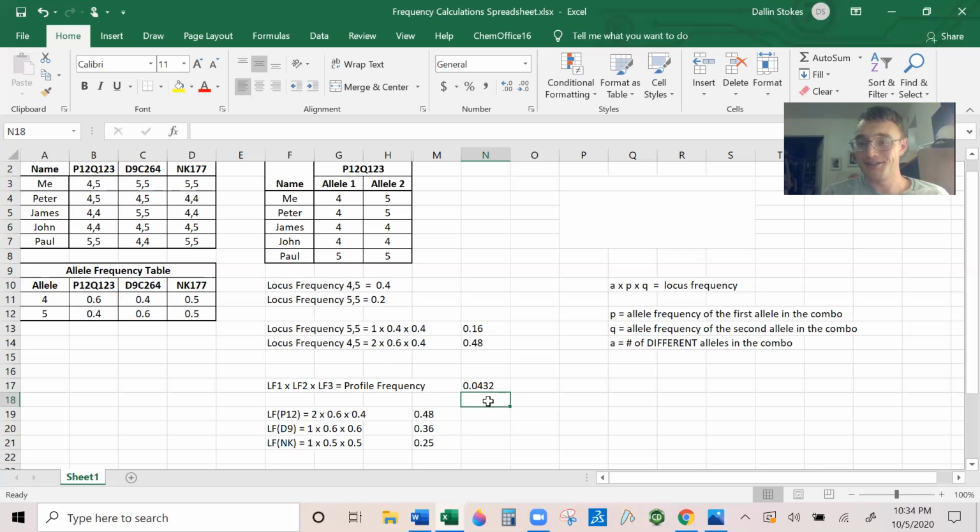matches me. Your number is going to be way, way smaller because there are more allele options and there are way more people in the population. But that's where those numbers come from, and that's what they mean. This is saying that there's a 4% chance of finding another person like me, or another person that matches me, at these 3 loci in the population.